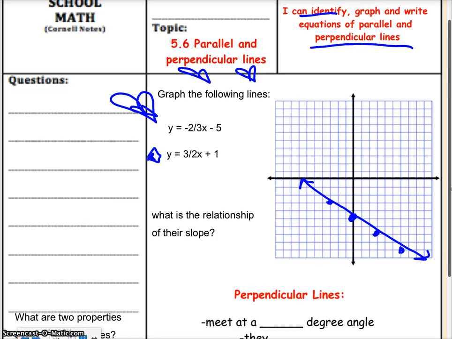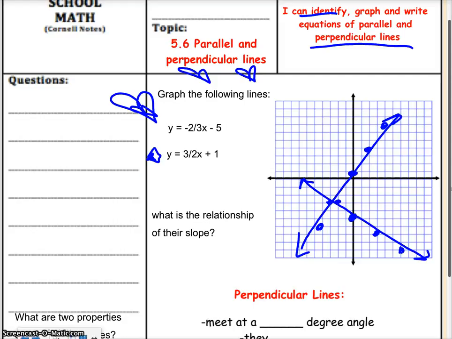Second line, I have a y-intercept of 1, and then I go up 3 over 2. 1, 2, 3, 1, 2. Okay, I can't really analyze anything here, so I'm going to work backwards. Down 3, 1, 2.